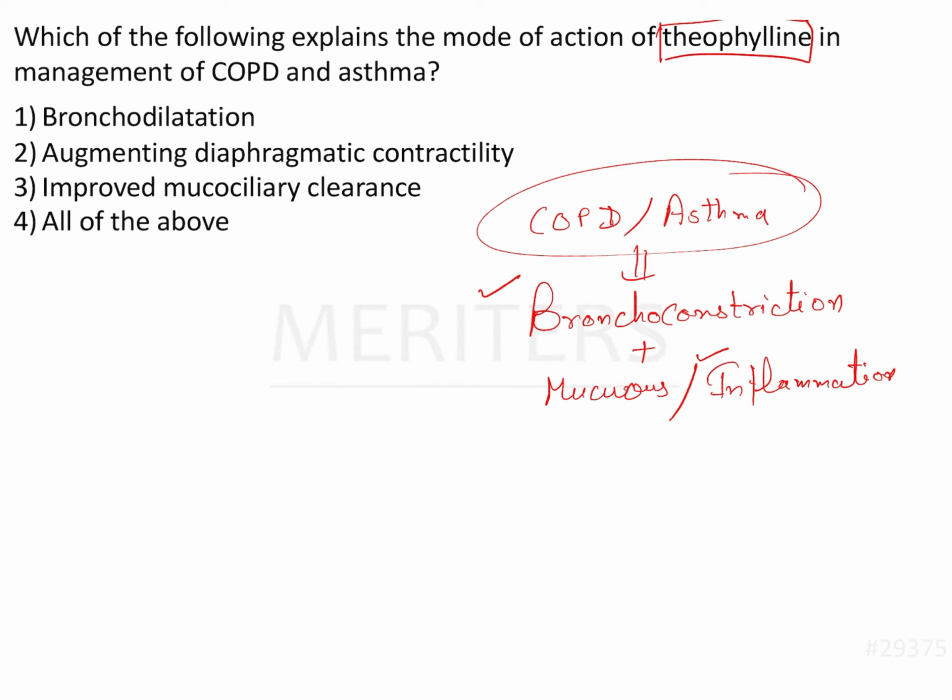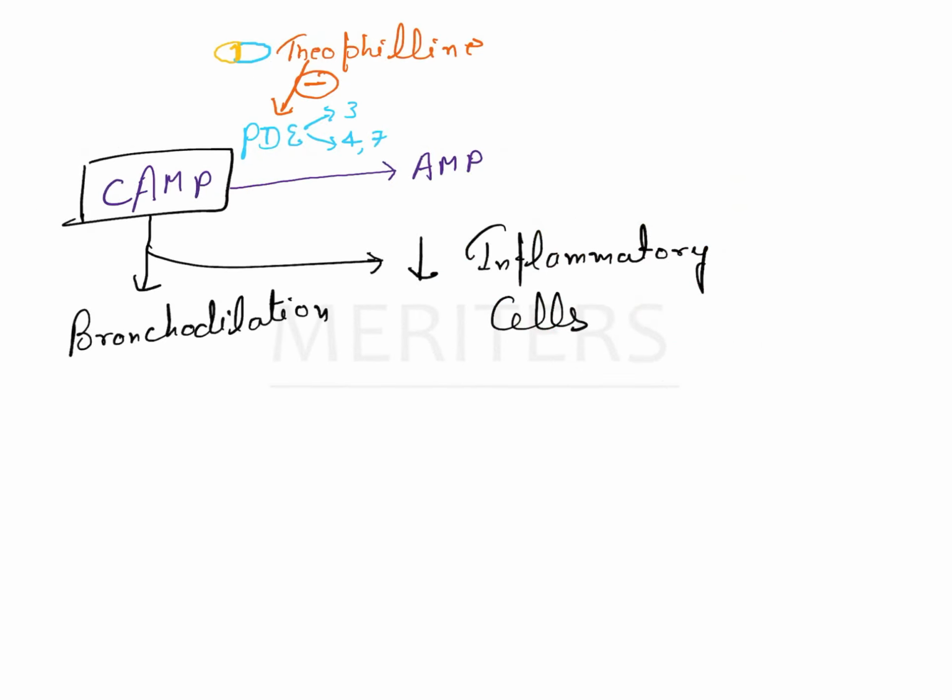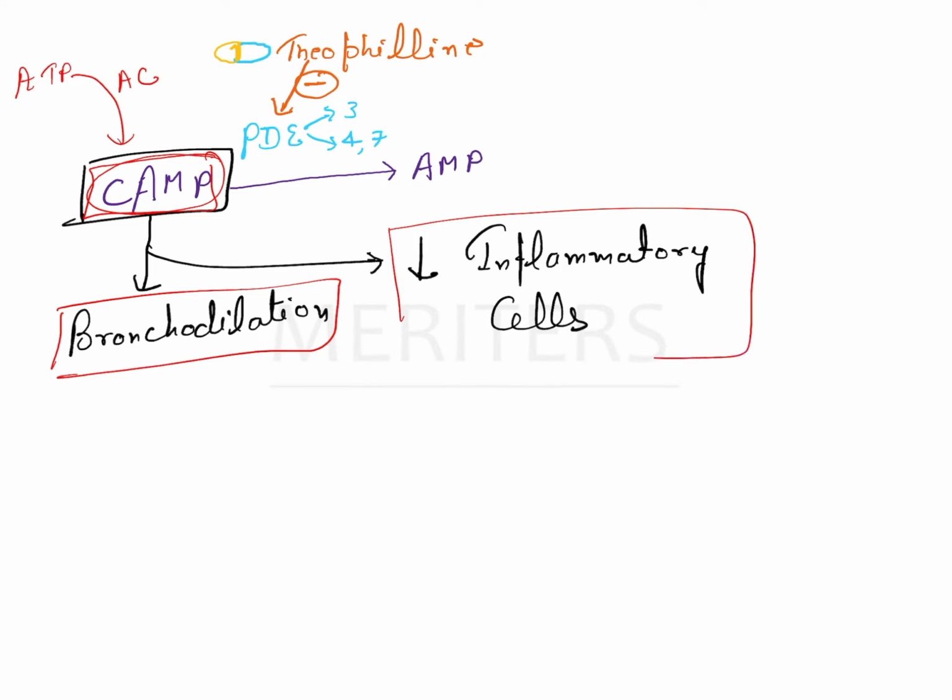Now we should talk about the role of theophylline in the management of COPD and asthma. First of all, we should know there is cyclic AMP that is produced from ATP by an enzyme called adenyl cyclase. The benefit of this cAMP is that it causes bronchodilation and it decreases the inflammatory cells or the inflammatory cell mediators.